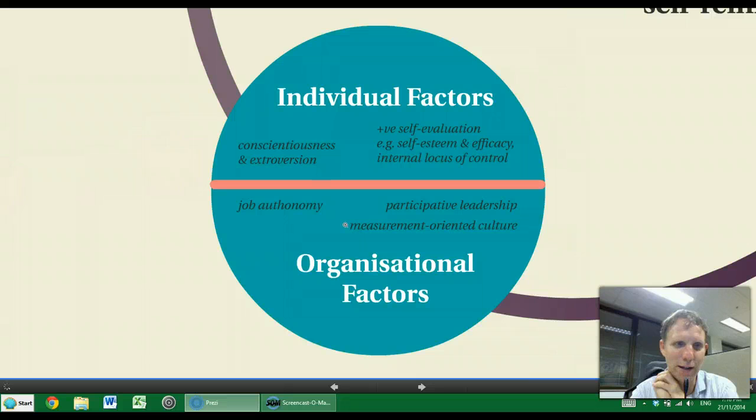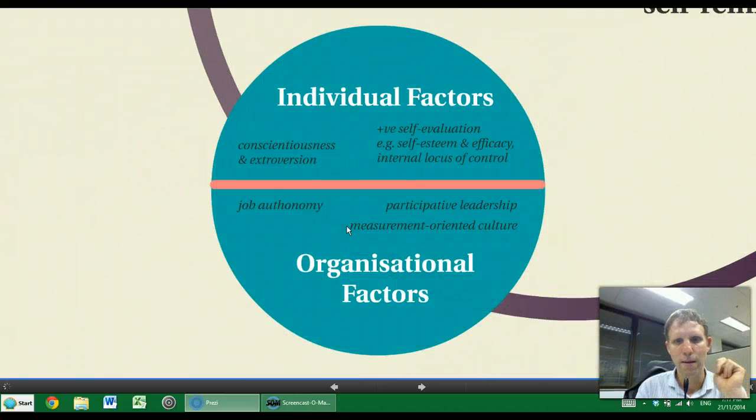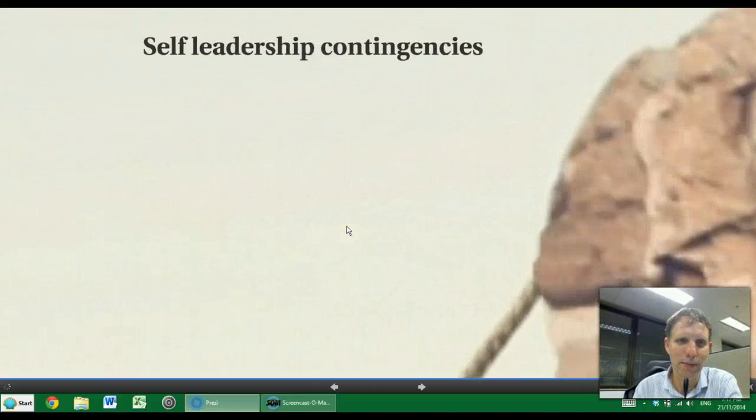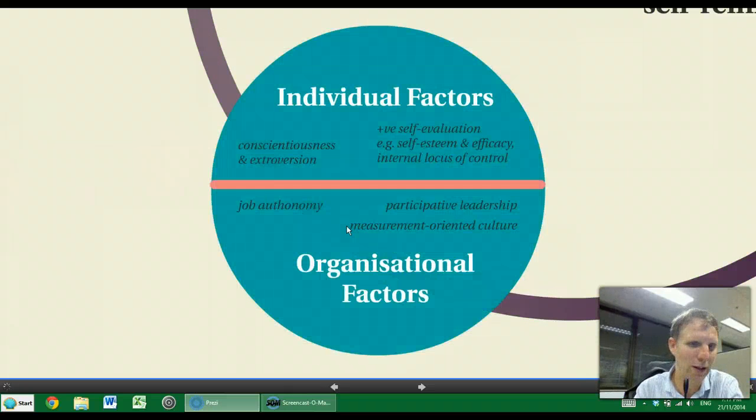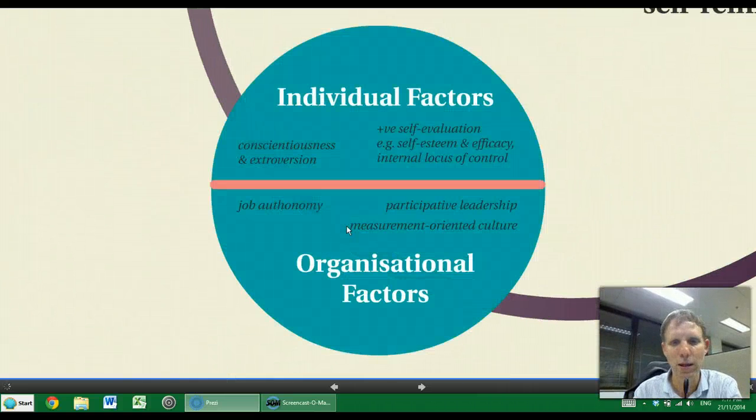There are also organisational factors that lead to self-leadership. So, for example, having a greater participative leadership, genuine participation by your staff within the organisation can, of course, improve leadership skills, and a measurement-oriented culture. Actually, personally, I'd love to see the literature on that, to see that that is the case. In fact, I should say, it's a bit obvious here, that these are contingencies. These are the factors that affect whether self-leadership is possible. So if it's a strongly measurement-oriented culture, then the ability to have self-leadership is restricted. And of course, in job autonomy situations, it's greater.